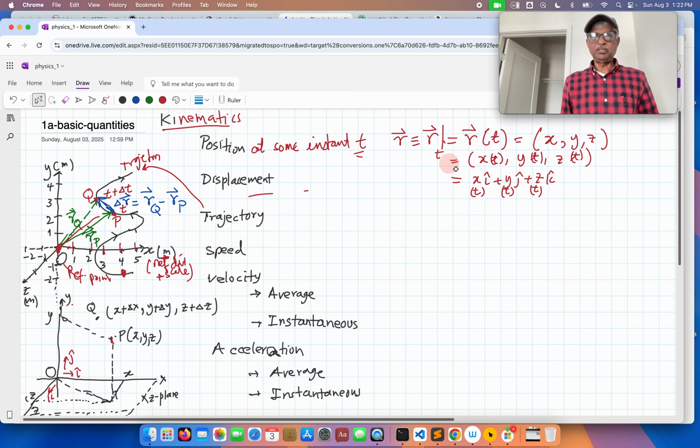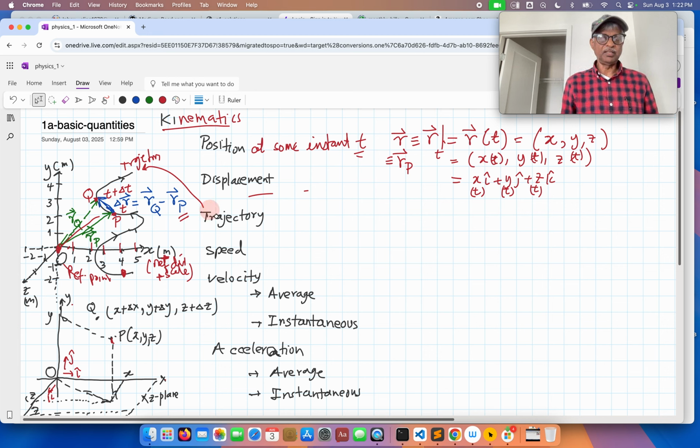So that's the position. And over here you see I wrote position at the point when it was at P. So sometimes we're going to write R_P instead of R at t. So these are all different ways of writing the same thing. Okay.